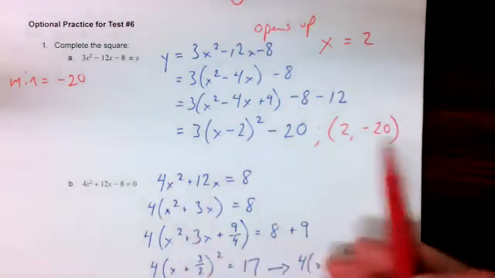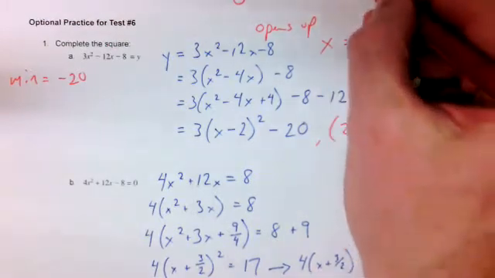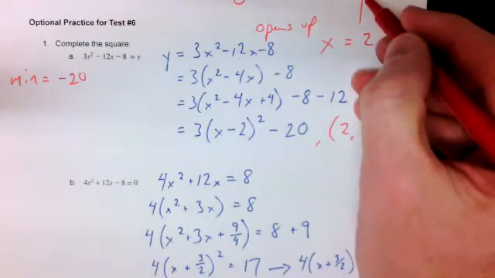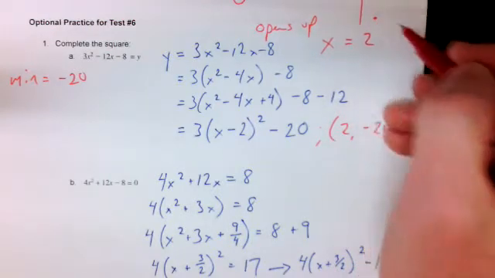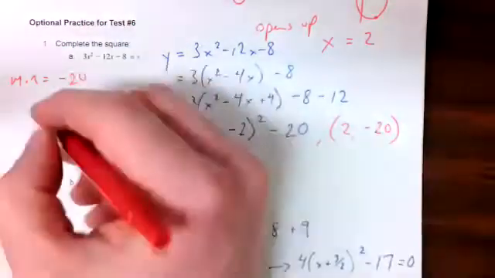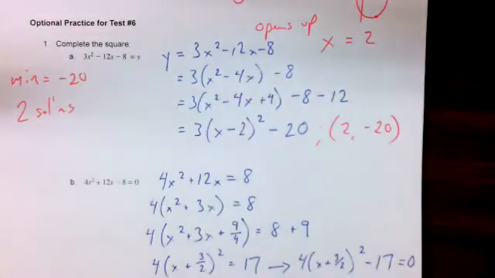Number of solutions. Okay, so how do you know the number of solutions? Well, look at this. It's (2, -20). So if you were to plot this vertex, 2 over, and then down to -20, somewhere down there, it opens up. It crosses the x-axis twice. So there are 2 solutions.